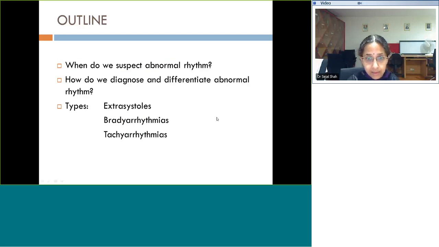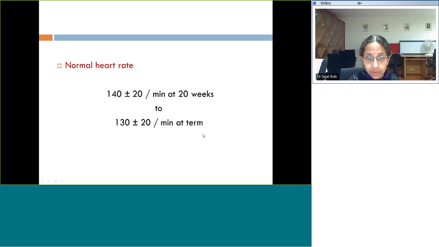What we are going to see in the next 1 hour is: when do we suspect abnormal rhythm? How do we diagnose and differentiate abnormal rhythm? And then classify into subtypes, and try to understand when we are faced with an extrasystole, or a brady or a tachyarrhythmia. So the first most important question is, when do we suspect an abnormal rhythm?